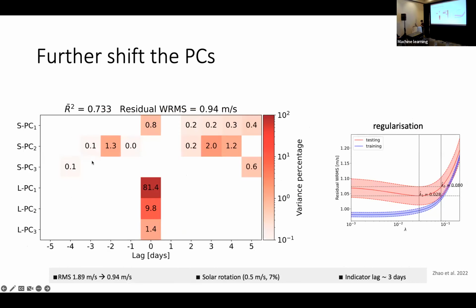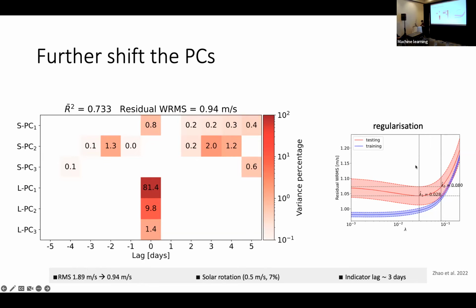So we can also add up these percentages to see how much the stellar rotation effects would contribute to the total RV variability. And that turns out to be about 0.5 meters per second, or 7%. And we also reduce the RMS from 1.89 meters per second to 0.94 meters per second after this multilinear regression.